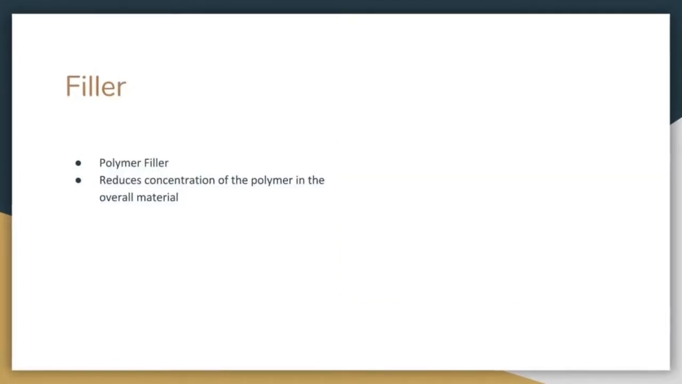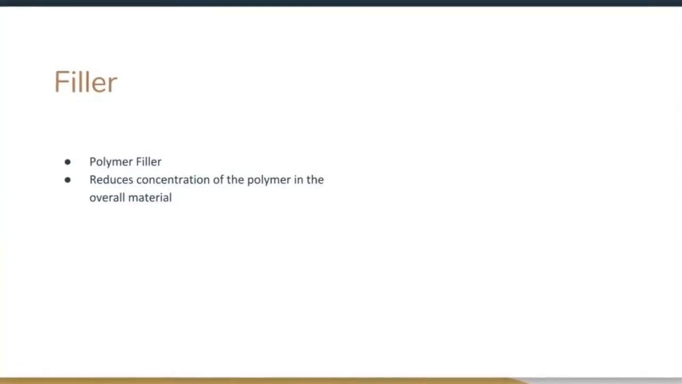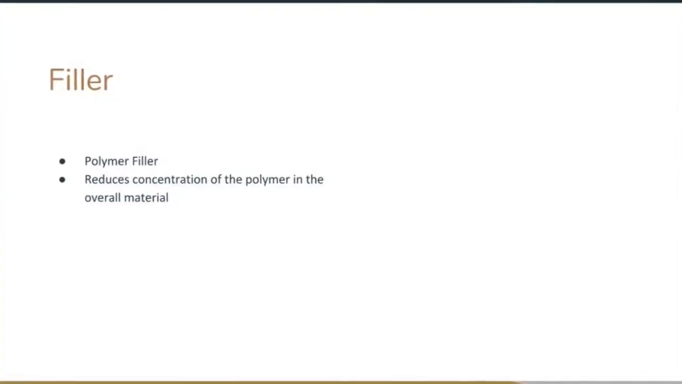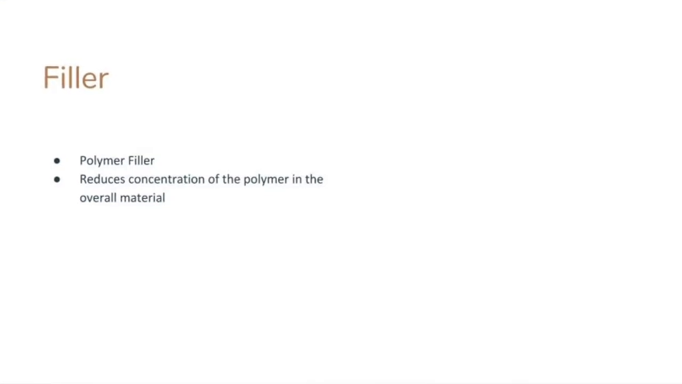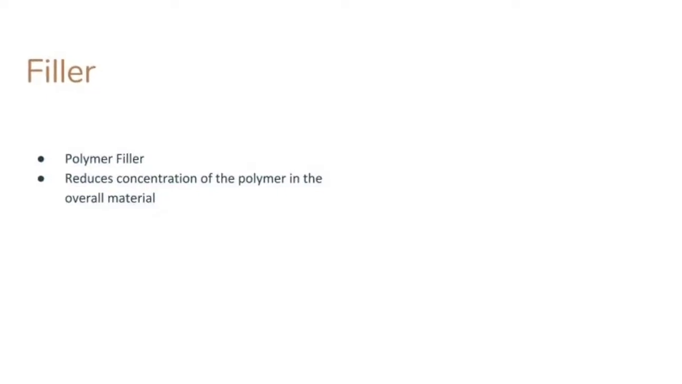Aluminum hydroxide is used as a filler in polymers, which means that it's mixed into the polymer itself. This reduces the concentration of the polymer in the overall material, decreasing the available fuel and access for oxygen to interact.